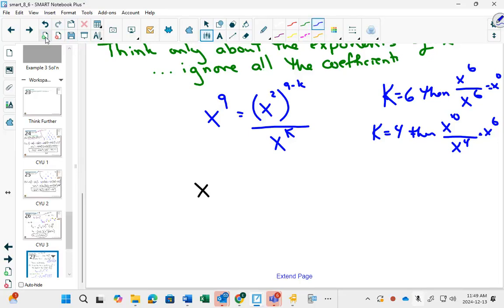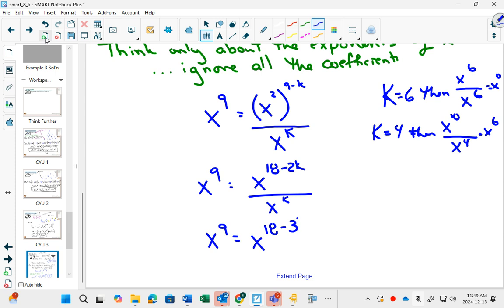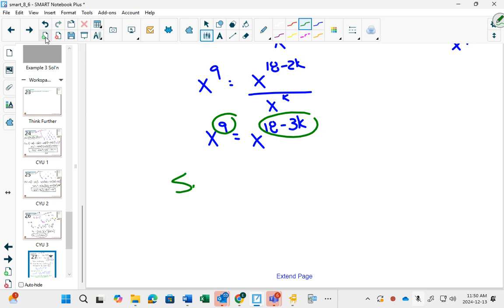So we have x, stay with blue. We have x to the 9, and here, this would be x to the 18 minus 2k over x to the k. My exponent law for dividing is to subtract. If I subtract, I would get x to the 18 minus 3k. And just like in our logs unit, if the bases are the same, then 9 has to equal 18 minus 3k. And 3k would equal 9, and k is equal to 3.